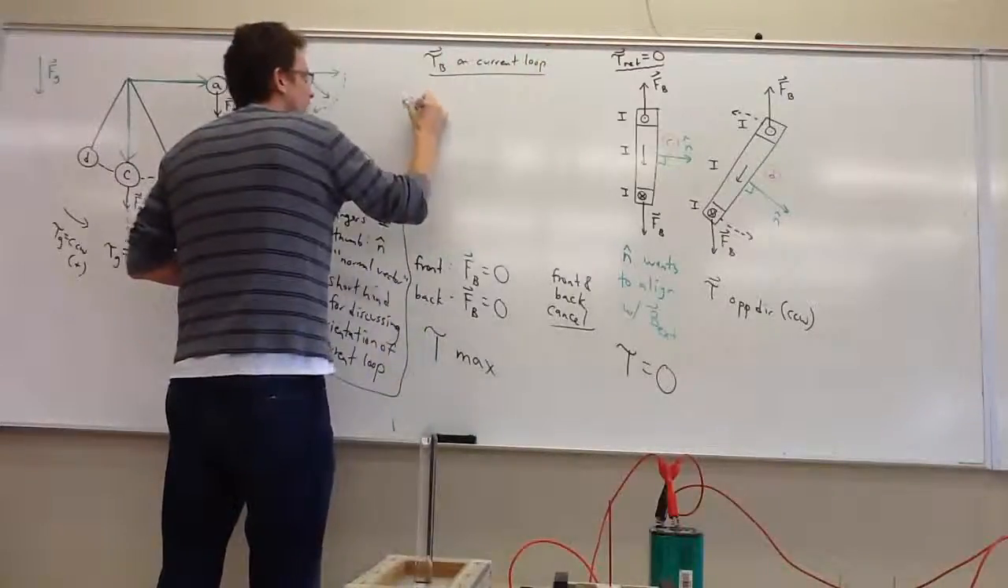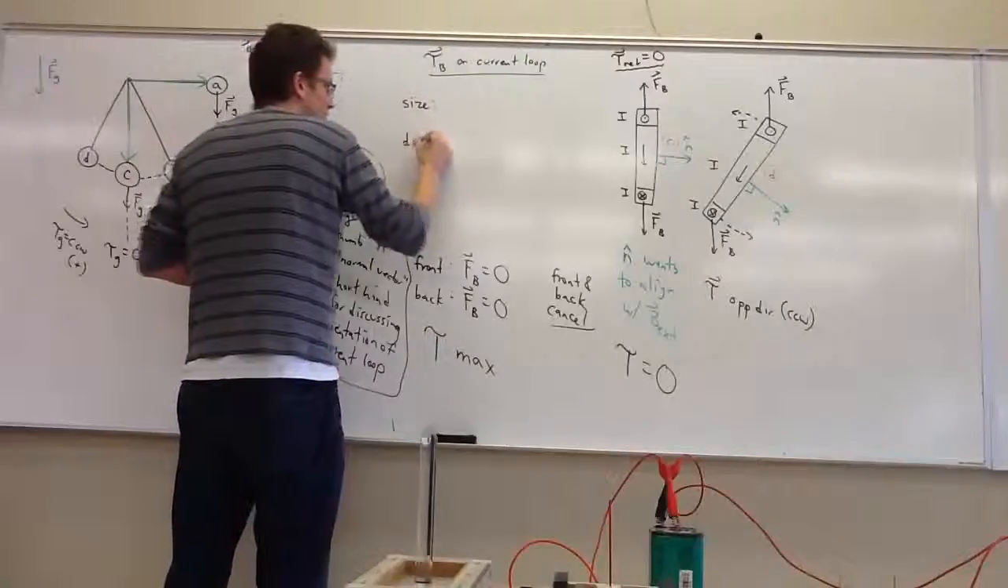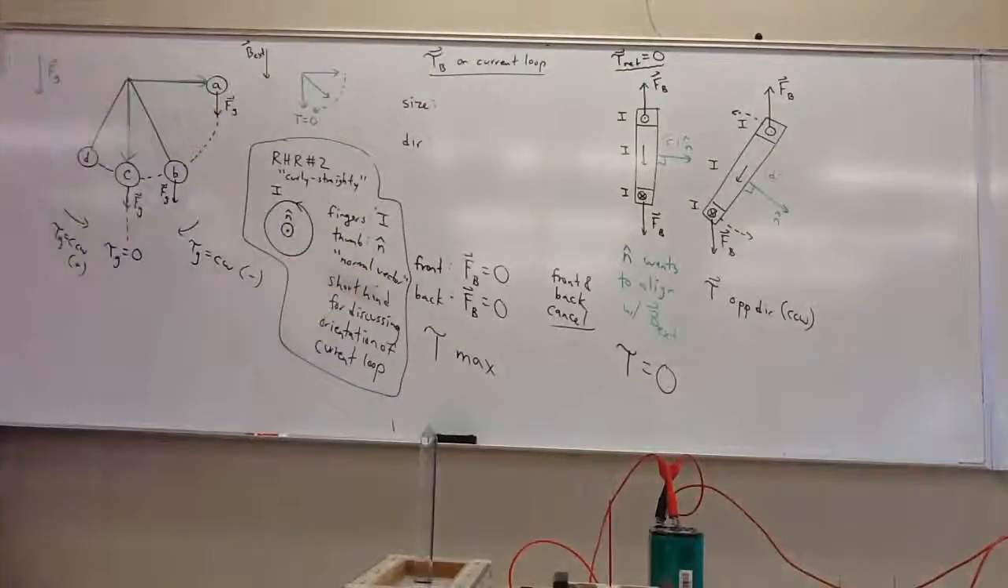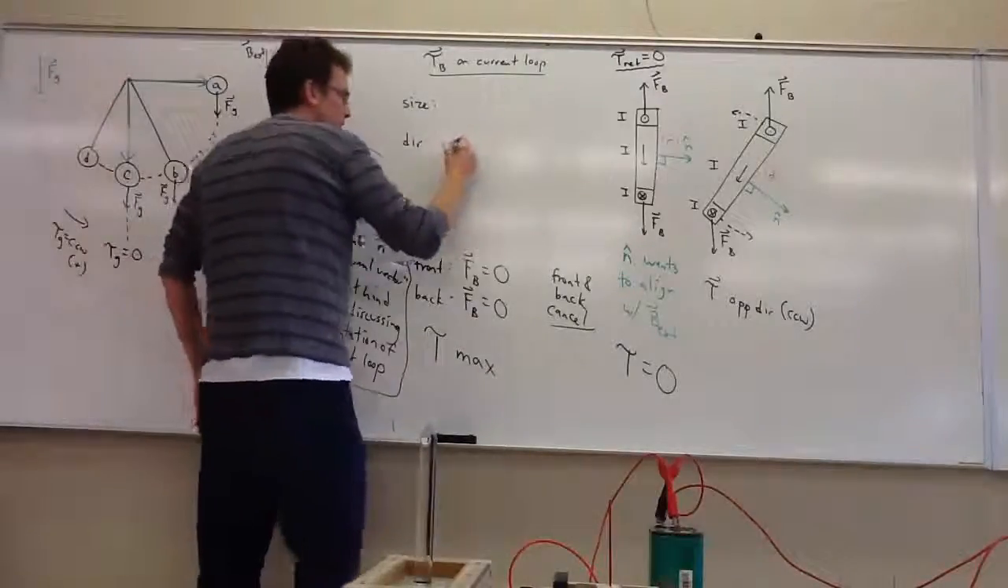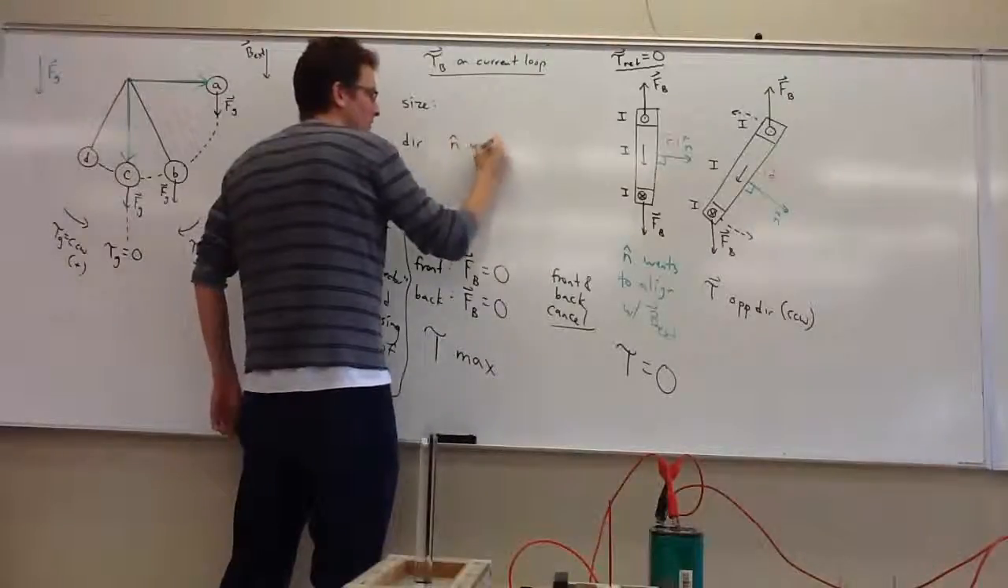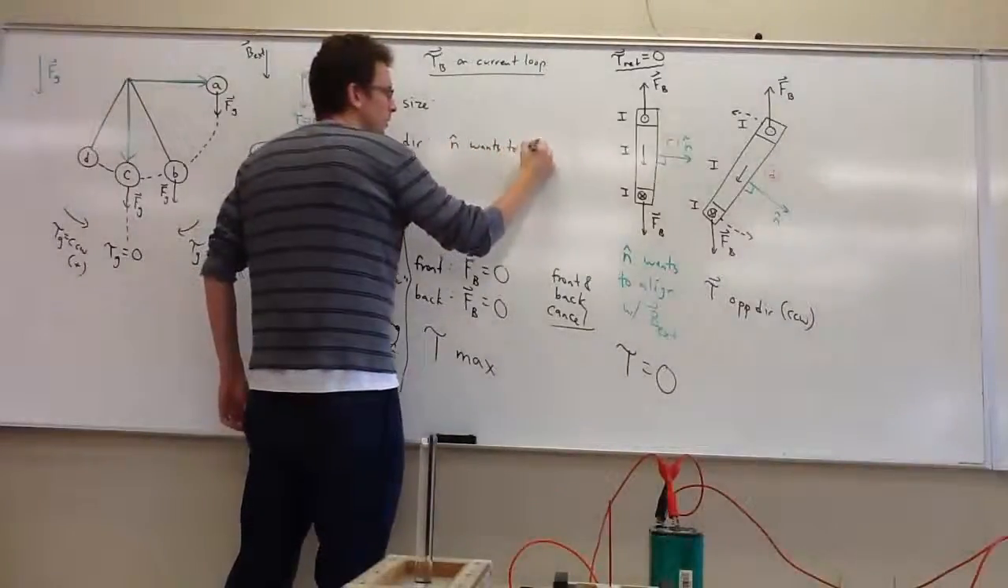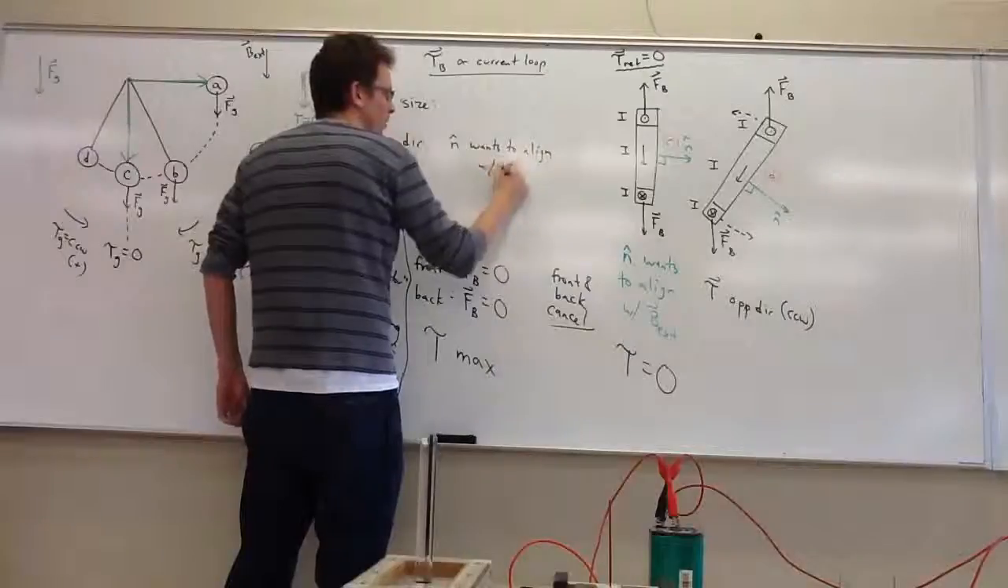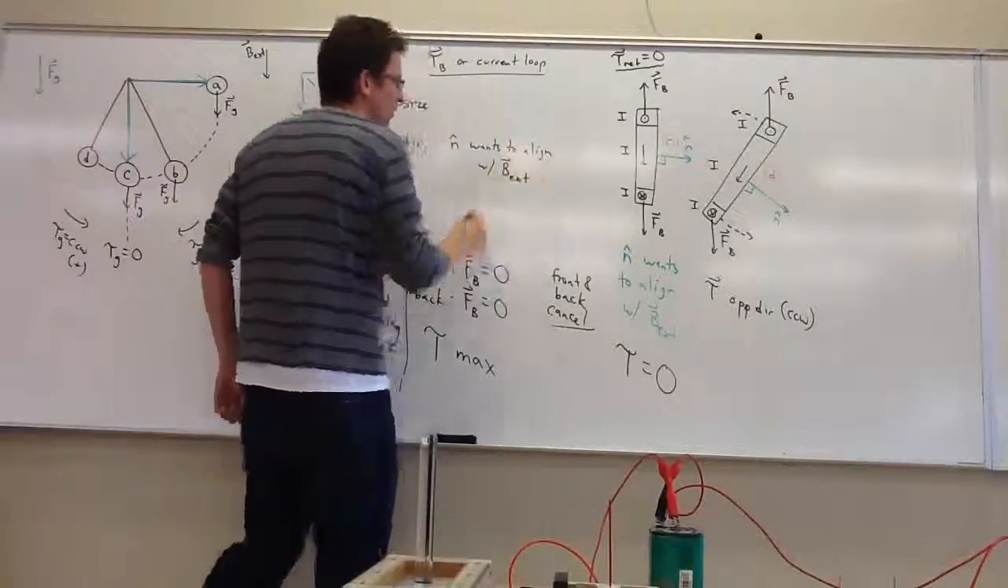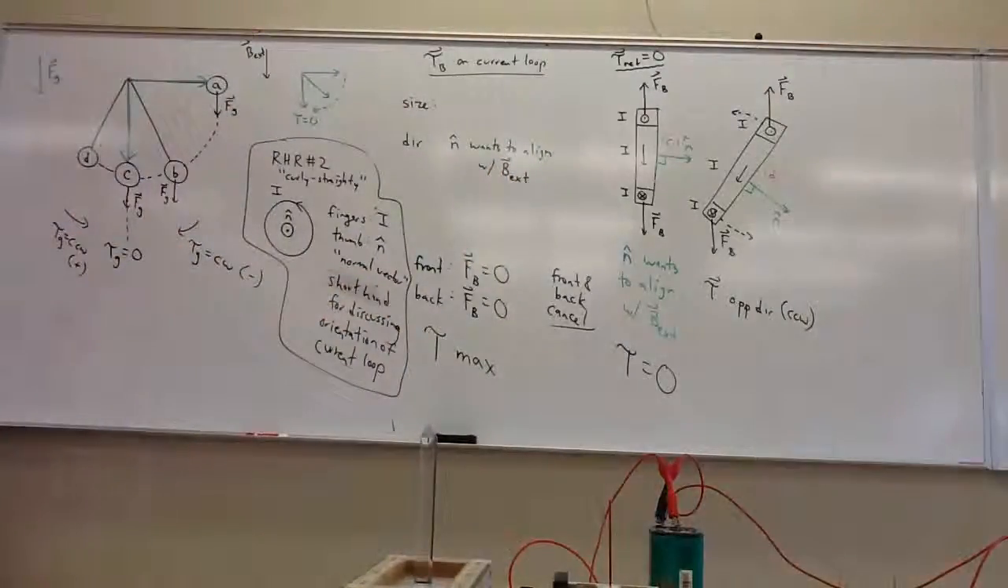I want to talk about the size, and I want to talk about the direction. The direction part, let's get that out of the way first because we've already done it. We said that the direction is such that the normal vector wants to align with the external field. That is the direction the torque will always be. It's not always clockwise, it's not always counterclockwise, it's whichever direction is toward the happy place, right?